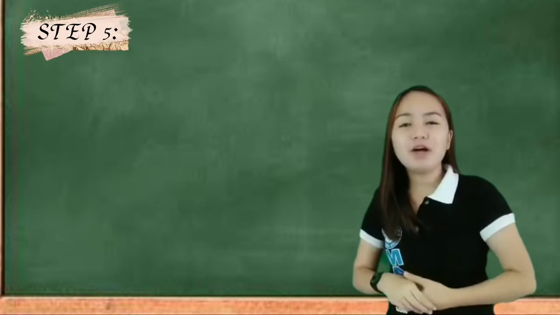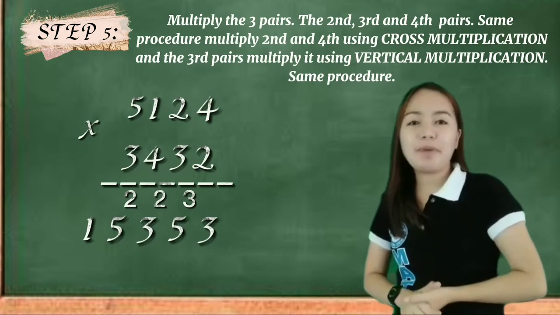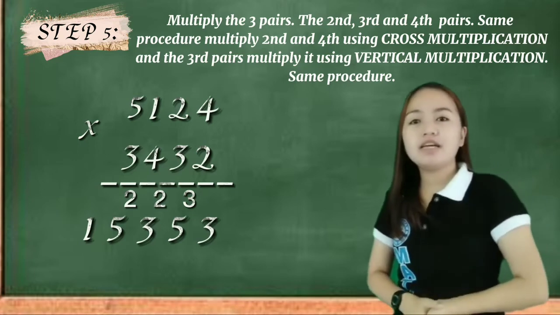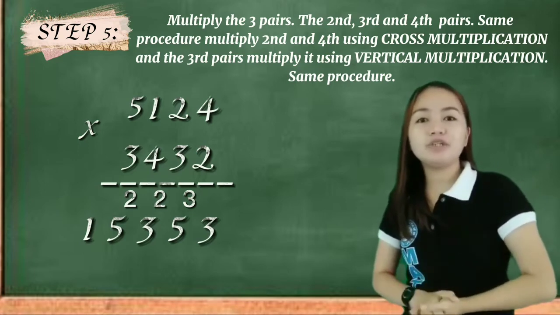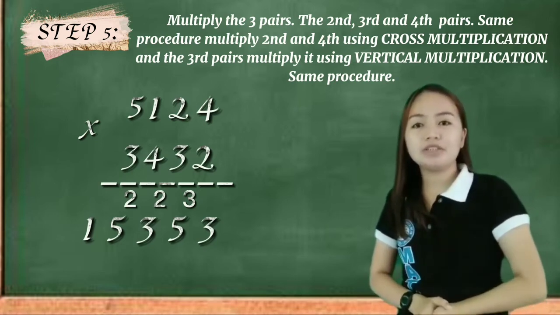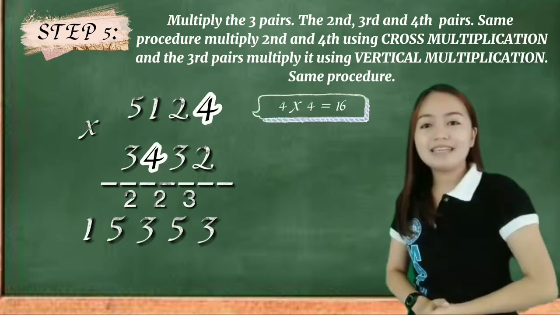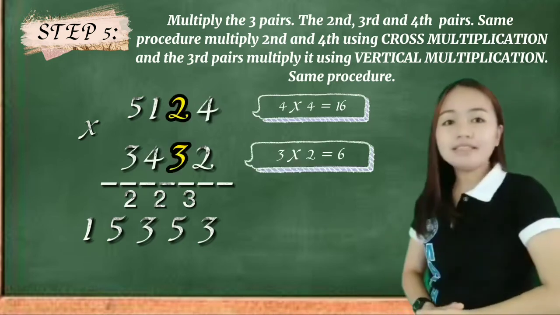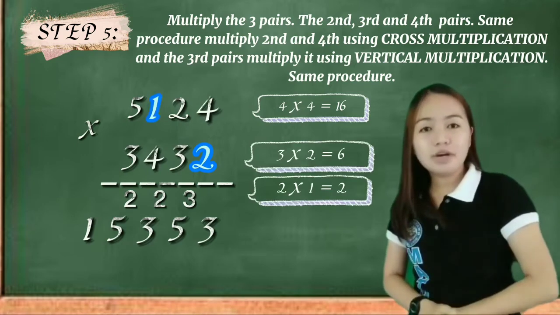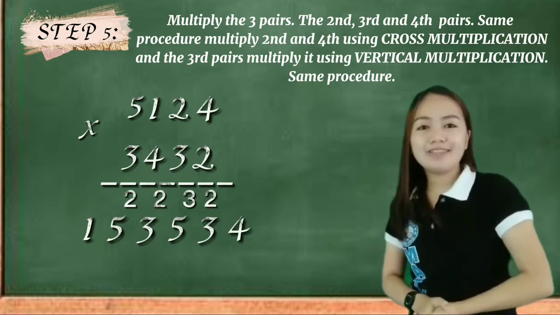Step 5. Now we're going down the hill. And this time we're going to multiply the 3 pairs: the second, the third, and the fourth. Use the same procedure. Multiply second and fourth using cross multiplication, and the third pair using vertical multiplication. So now we have 4 times 4 equals 16. 3 times 2 equals 6. And 2 times 1 equals 2. So the answer is 24. Bring down 4 and carry 2.